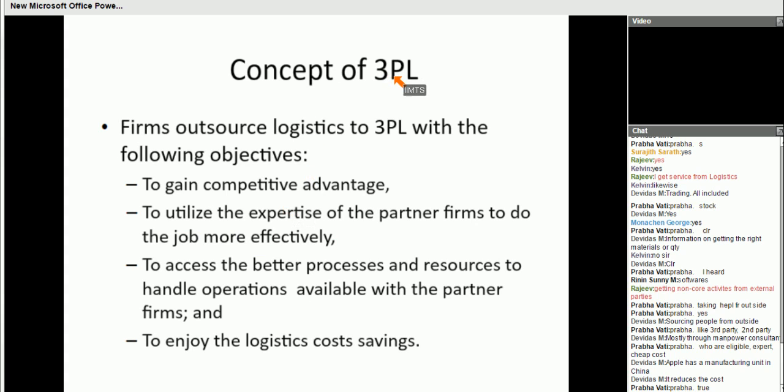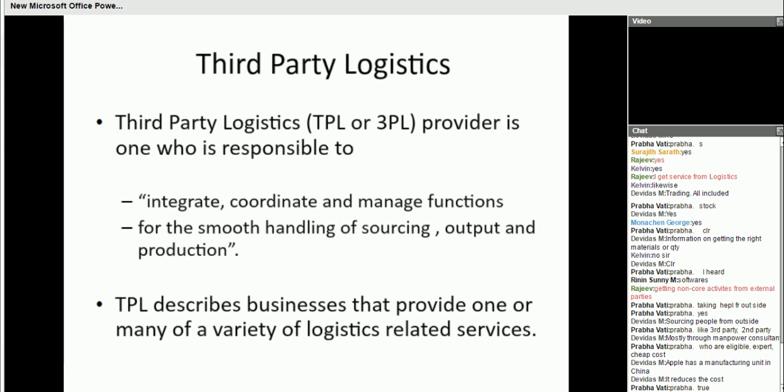Now let's come to the concept of 3PL. It means third-party logistics. Firms outsource logistics to 3PL with the following objectives. Now, why do we outsource it to third parties? To gain competitive advantage, to utilize the expertise of the partner firms to do the job more effectively because they are the experts in those areas, to access the better processes and resources to handle operations available with the partner firms, and to enjoy the logistics cost savings. So cost savings also play a role over here. Clear?